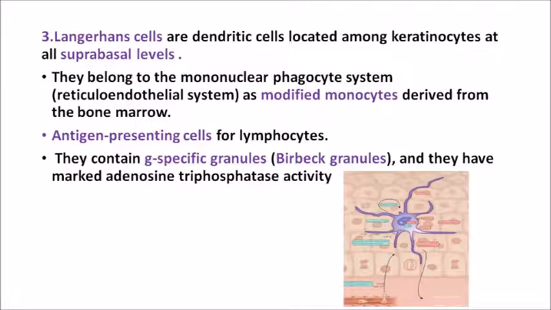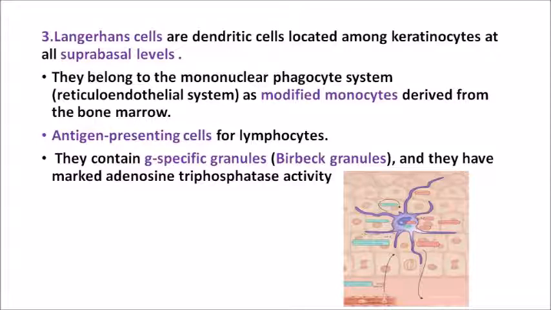The third clear cell is Langerhans cells. Langerhans cells are also dendritic cells like the melanocyte. You can see the figure. They are located among the keratinocytes at all suprabasal levels. You can see melanocytes and you can see Merkel cell in the basal cell layer, but Langerhans cells are not found in basal cell layer. They are found in all the suprabasal cell layers, and they belong to the mononuclear phagocytic system or the reticuloendothelial system. These cells are modified monocytes. Very important. Langerhans cells are modified monocyte.